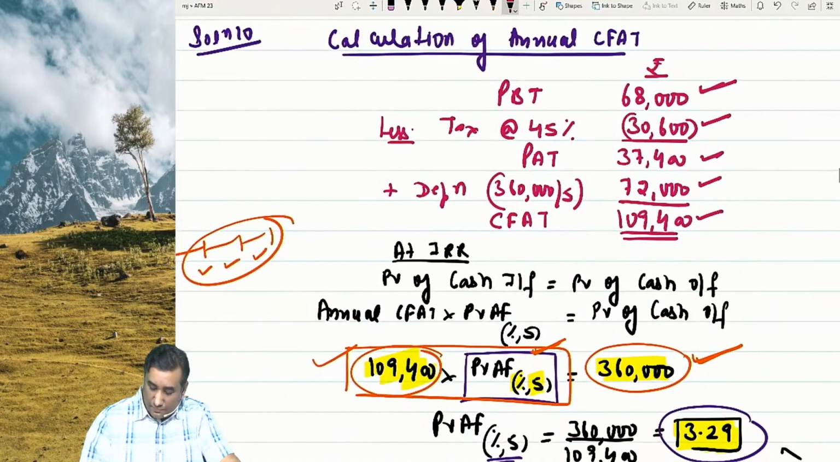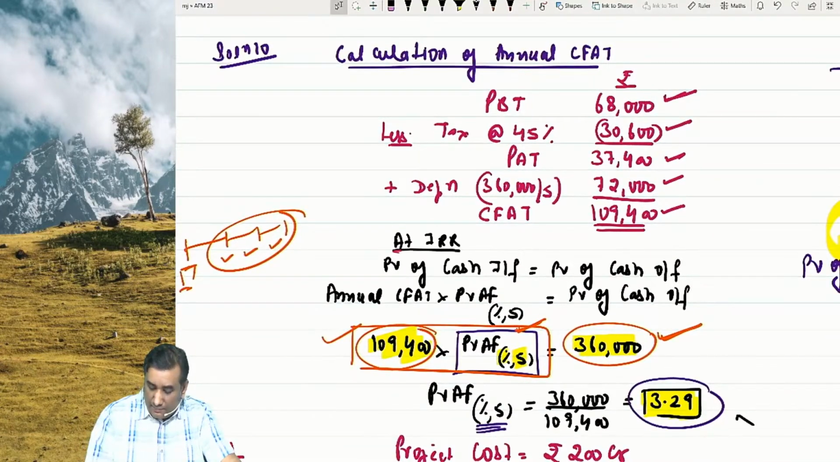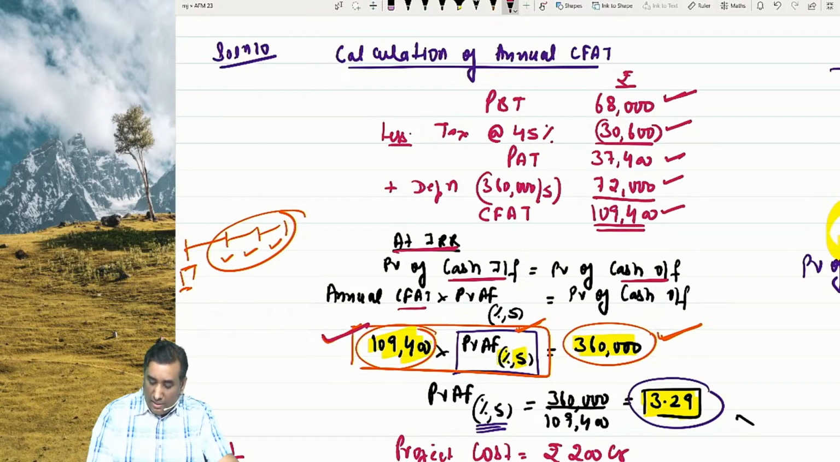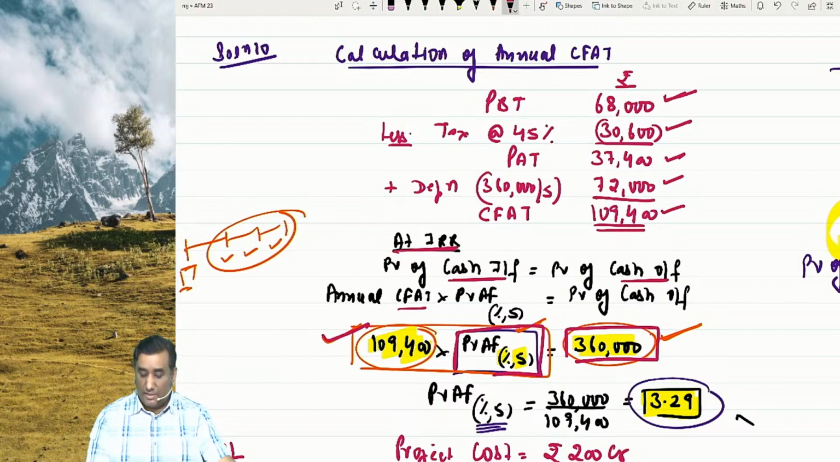Now we say at IRR, PV of cash inflow is equal to PV of cash outflow. Annual CFAT, that's 1,09,400, into annuity factor should be equal to 3,60,000. Now the annuity factor is not known. This percentage for 5 years is not known. When I do 3,60,000 divided by 1,09,400, we get 3.29. Understand the meaning of it.